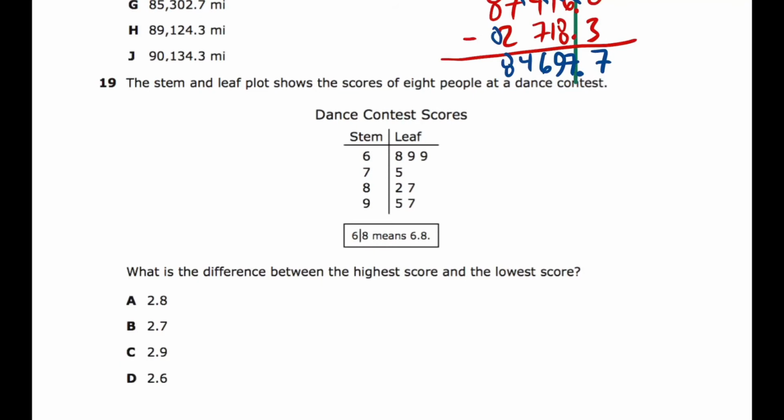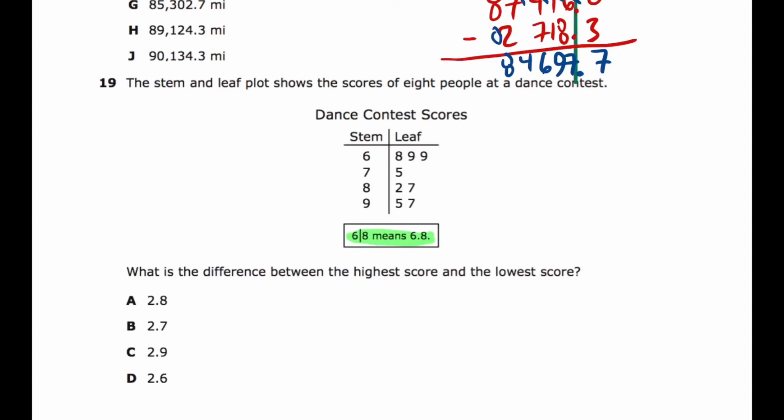Number 19 is a stem and leaf plot. We talked about this a little bit in class today. You should have learned stem and leaf plots in 4th grade, and if not, we will cover it in our unit over graphing and statistics. But the important part is the key. The key is going to tell us how to read this.